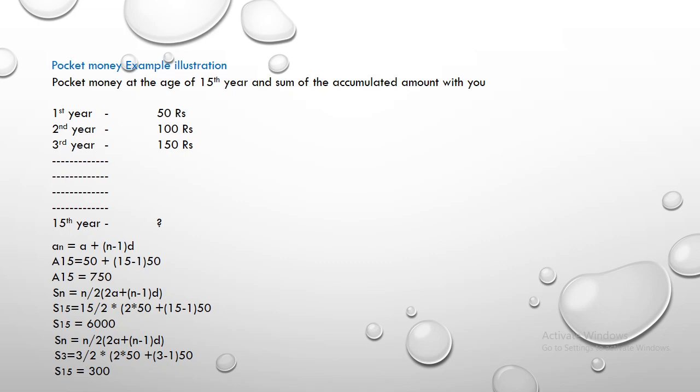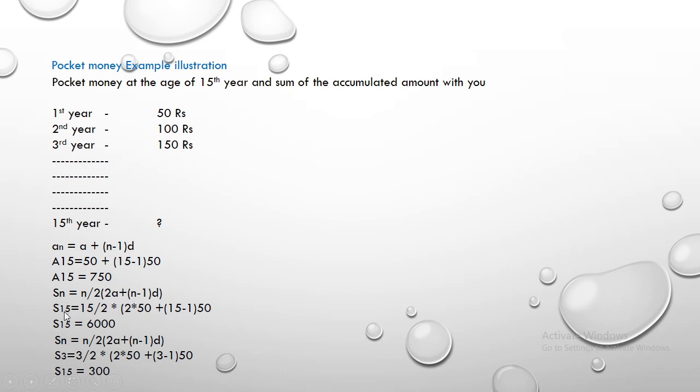So now we are going to get a question: how much money has she accumulated in her money box? That means the summation of the pocket money she has got up to the 15th year, that we need to calculate. We can calculate it by using the formula Sn, the sum of n terms, is equal to n by 2 into bracket 2a plus n minus 1 into d.